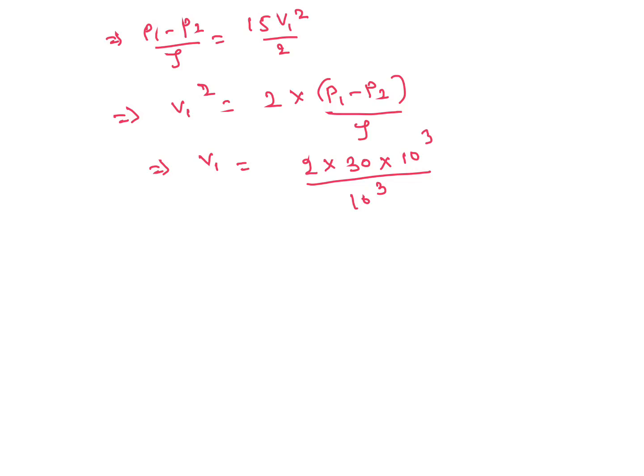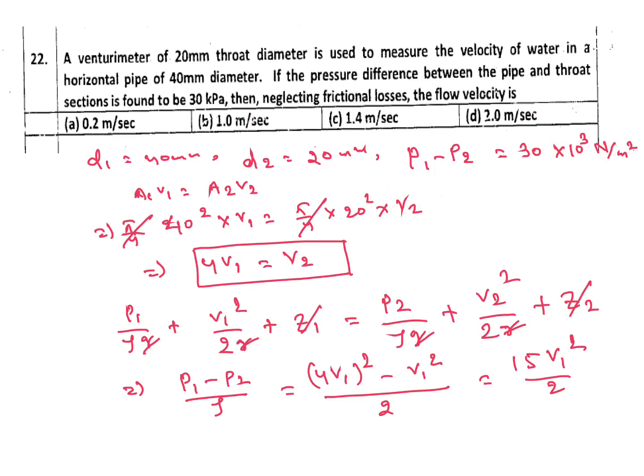So 15 here, 10 to the power 3, 15 into 2. So V1 equal to root 4, which is 2 meter per second. So from the options, D is 2.0 meter per second. D is our answer.